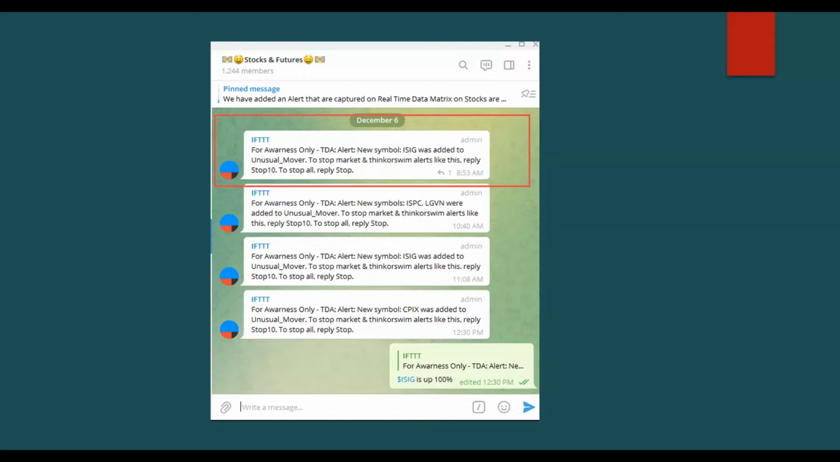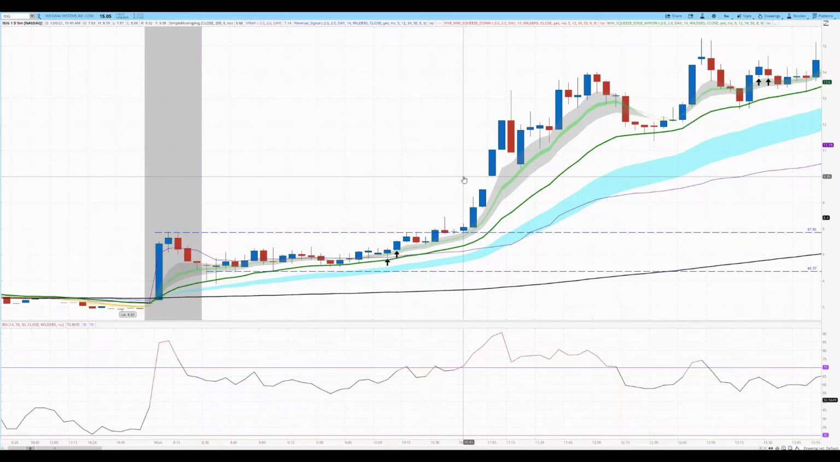As soon as I get the alert in the group, I go into a 5-minute chart. You can use any platform; I'm using Think or Swim here. On the 5-minute chart, the first step is to find out on which candle I had the alert. I'm in central time, and my alert came at 8:53. So definitely this is a 5-minute candle that ended at 8:55, so the alert came somewhere between 8:50 and 8:55.